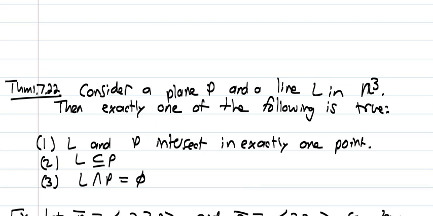L and P intersect in exactly one point. The line is completely contained in the plane, so every point of the line is a point on the plane. Or the line and the plane do not have any points in common, so every point of the line is not on the plane P. Were these the three possibilities that you thought of? Well, please do some examples to see an example of each.